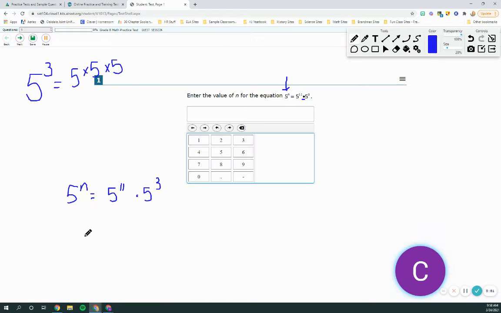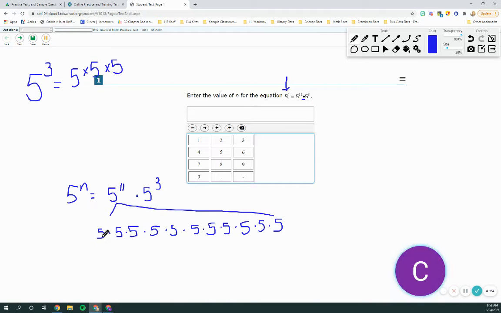So I'm actually going to draw that out. 5 times 5, 2, 3, 4, 5, 6, 7, 8, 9, 10, 11. So 5 to the 11th power in expanded form is all of this. Let me count to make sure I got them all. 1, 2, 3, 4, 5, 6, 7, 8, 9, 10, 11.